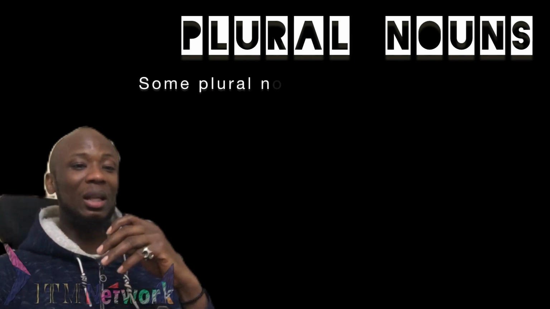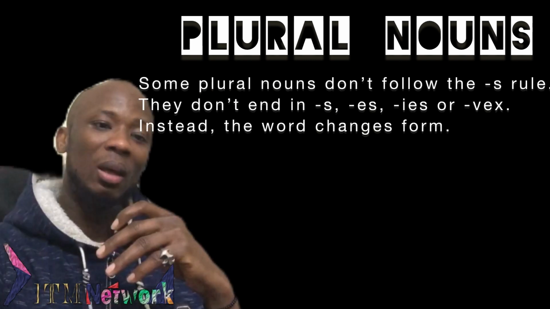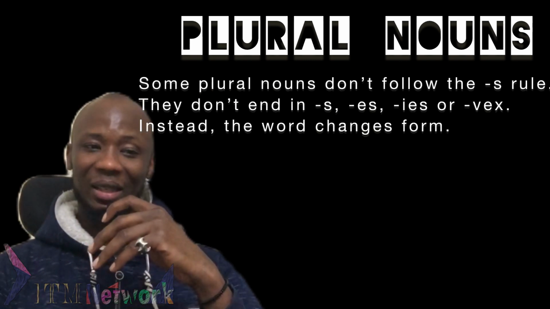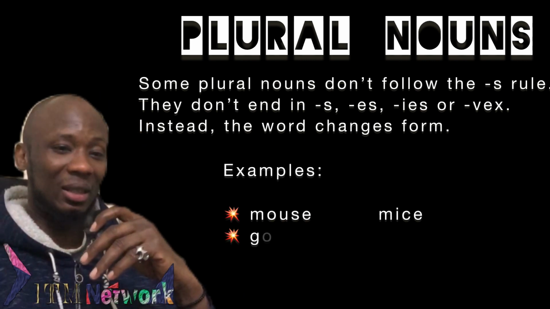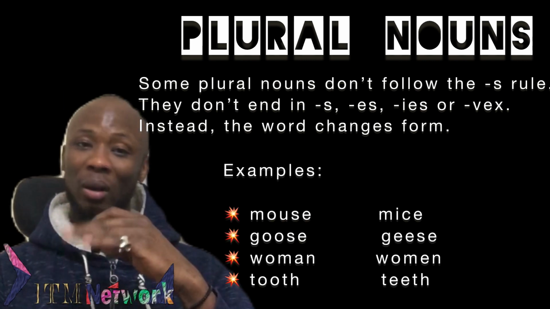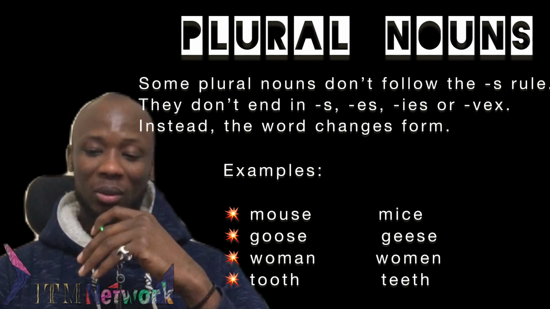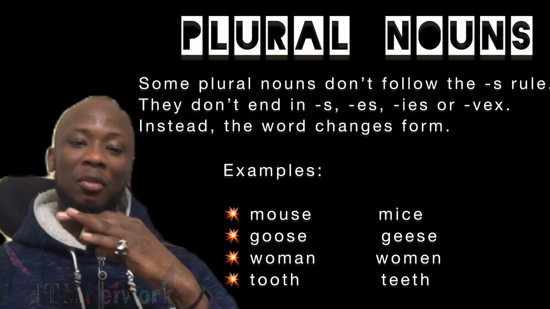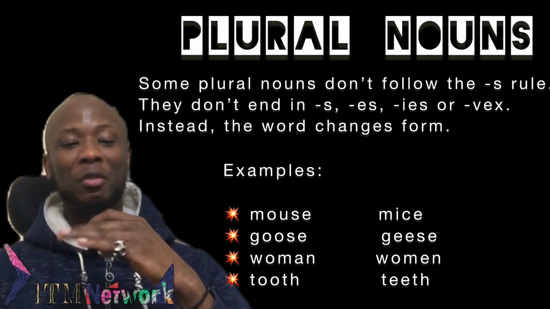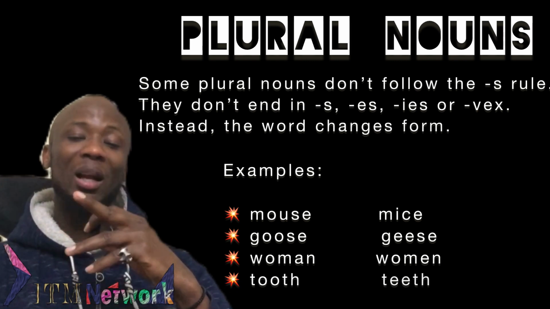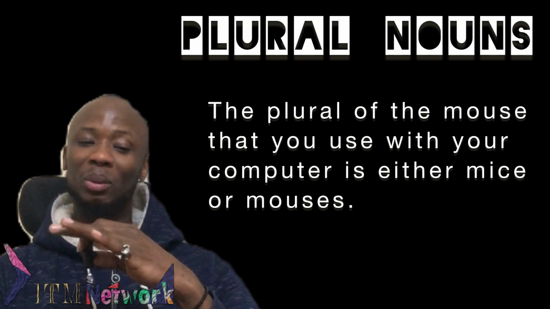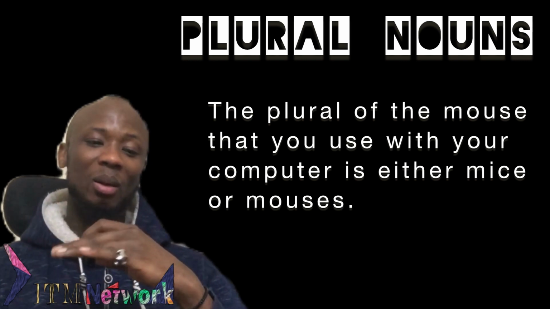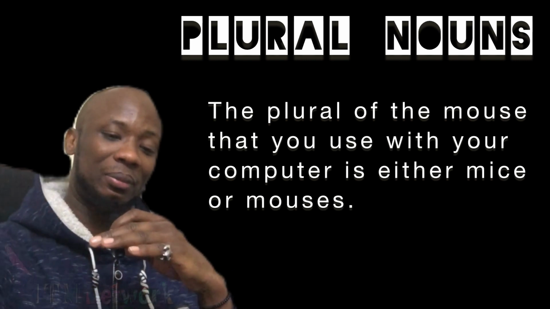Some plural nouns don't follow the S rule; they don't end in S, ES, IES, or VES. Instead, the word changes form. Like the mouse, it becomes mice. Foot, it becomes feet. The plural of a mouse that you use with the computer is either mice or mouses.